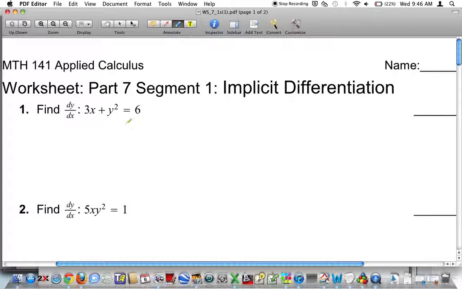Had several questions on implicit differentiation. I'll send out the links to the concept videos. I think they'll help, but let me apply what we learned in the concept videos and do the first couple problems here.